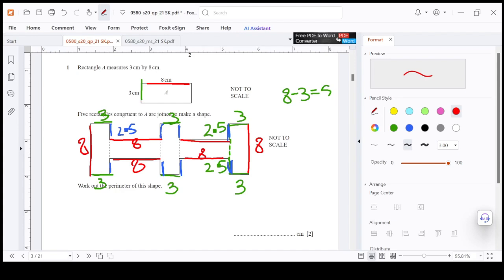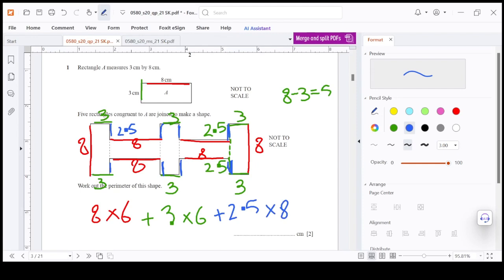Now let's find the perimeter. How many 8s do we have? 1, 2, 3, 4, 5, 6. 6 8s. Plus, how many 3's do we have? 1, 2, 3, 4, 5, 6. Plus, how many 2.5's do we have? 1, 2, 3, 4, 5, 6, 7, 8.